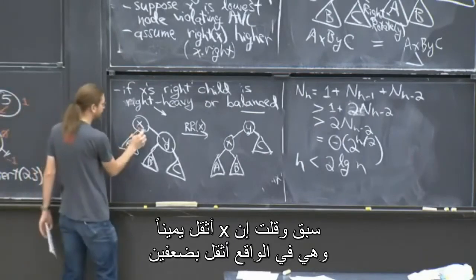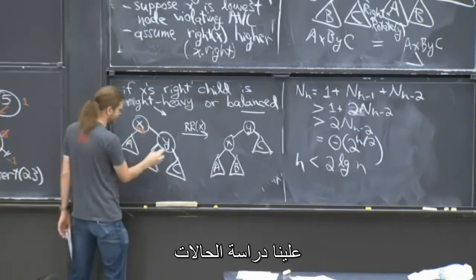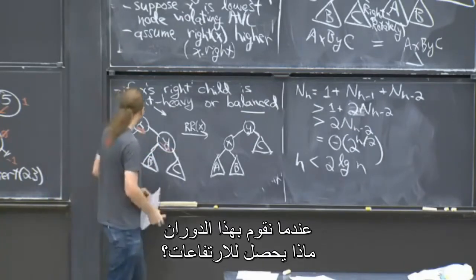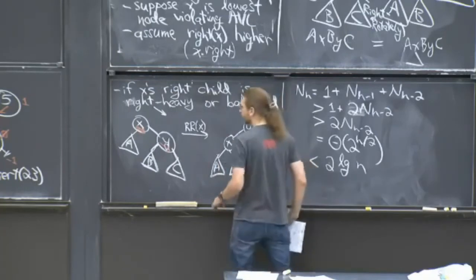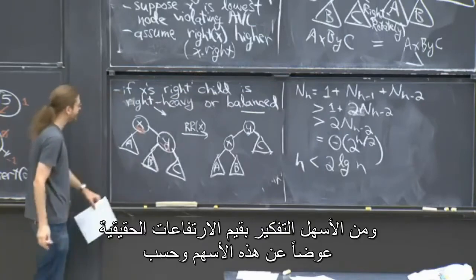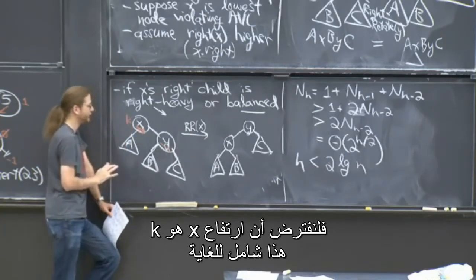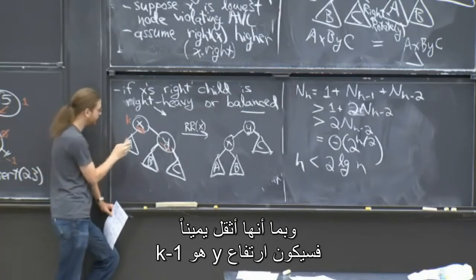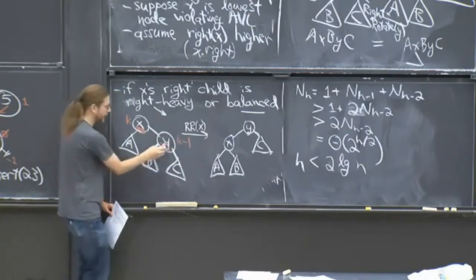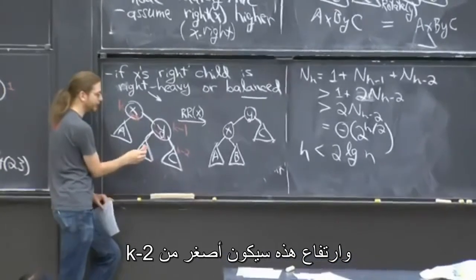So I said x is right heavy, in fact, doubly so. Y is either right heavy or balanced. Let's start with right heavy. So when we do this rotation, what happens to the heights? It's a lot easier to think about what the actual heights are than just these arrows. So let's suppose x has height k. That's pretty generic. And it's right heavy, so that means y has height k minus 1. And this is right heavy, so this has height k minus 2. And this is something smaller than k minus 2.